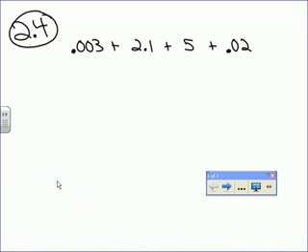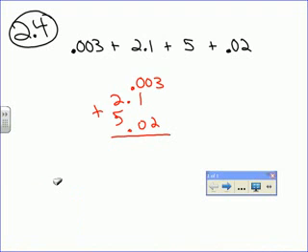When you want to add or subtract decimals, what's the main thing you just gotta remember? What do you do? Yes, you're right, Brian. Line up that decimal. So we would do 0.003, 2.15, it's going to go over there, and then 0.02.